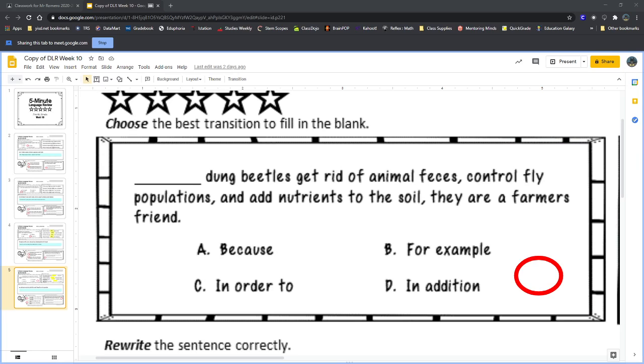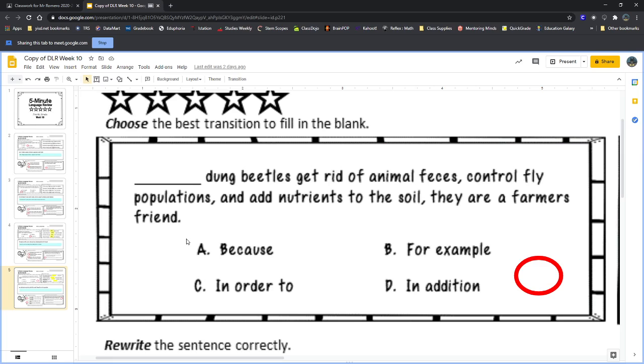What do you think, Noah? What did you decide? B. B, for example. So they do give us some different things that dung beetles do that help out the farmers, but I think B would have been better if they had this part, they are a farmer's friend, at the beginning. They told me they're a farmer's friend and then told me all the things they do to help. For example, would be great.